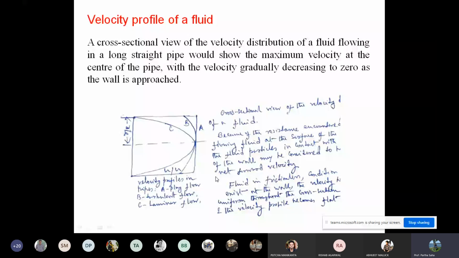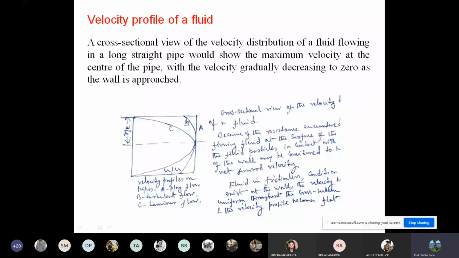Actually, A is called plug flow. The straight line, you can see, is A. This is called plug flow. This is the case which happens when there is no resistance from the wall. This is an ideal scenario. If there is no resistance being offered from the wall, then the fluid exhibits plug flow. The velocity profile of that particular fluid is called plug flow.